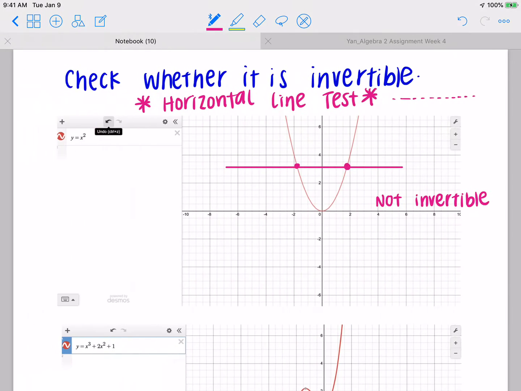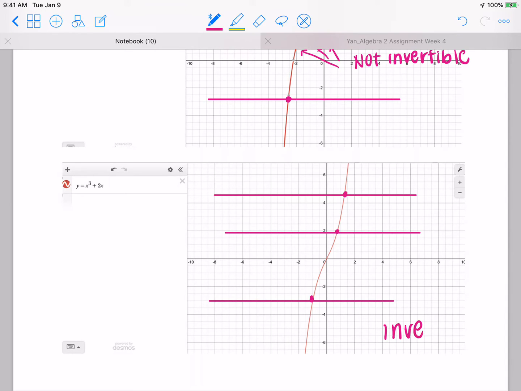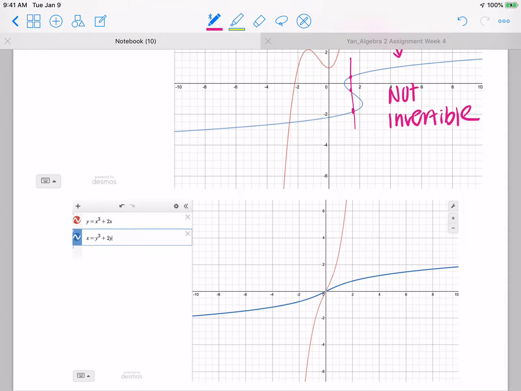Okay, last one. This is a function, but when I draw a horizontal line, I'm hitting 1 point, hitting 1 point, and hitting 1 point. Every one of these I'm only hitting 1 point. That means this graph is actually invertible. When I look at the inverse graph, yes, look at the blue. Blue is the inverse, and it's actually a nice function right there. So it's invertible.